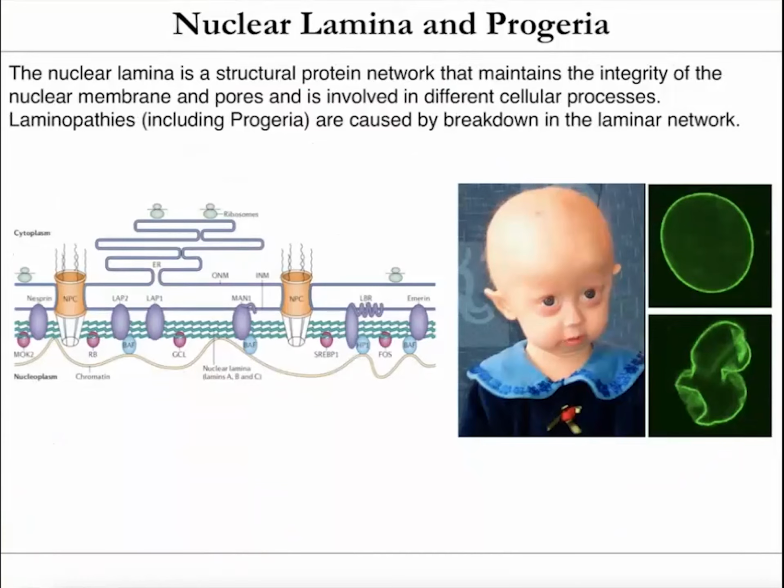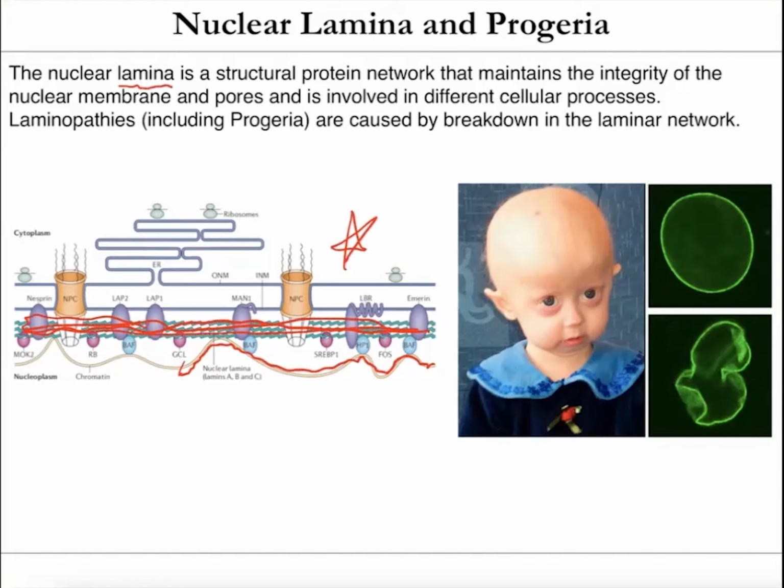Now, we saw in the previous image that the nucleus usually, even when you stain it in cells, has this very distinct circular, oblong, or oval shape. That arises because of the nuclear lamina. This is a structural protein that maintains the integrity of the nuclear membrane and the pores. So in this image, this would be the nuclear envelope, and this structural protein, the nuclear lamina, is sort of holding it all together.